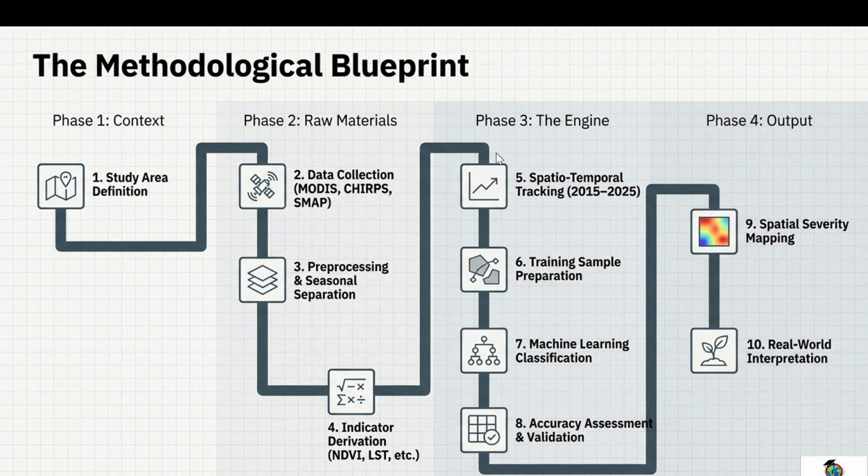And in phase three, we discuss spatial-temporal tracking from 2015 to 2025, and we also create some training samples. Further, we apply the machine learning algorithm, and we check the validation or accuracy. And finally, we create the severity mapping. The severity mapping mainly shows where is the high drought, low drought, or severe drought. We will try to identify that, and also real-world application. So these are the different phases we create for our methodological blueprint.